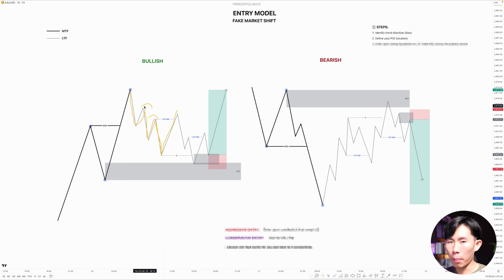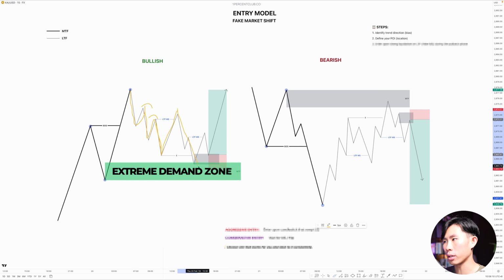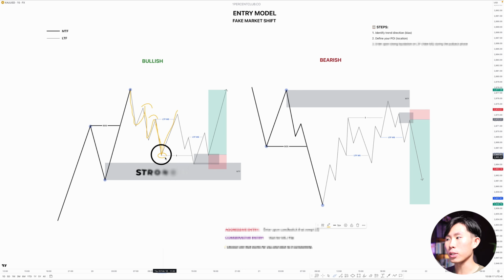Okay, but that did not happen because the bearish internal structure continued, right? Which means that price is still pulling back even deeper into potentially this extreme demand zone that we have right here. When this actually happens, when you get a fake market shift just like this, this low becomes a strong low, right? It's no longer a weak low because this low led to price breaking past that strong high, right? So making this a strong low, which means that there's going to be a lot of available liquidity below this strong low.